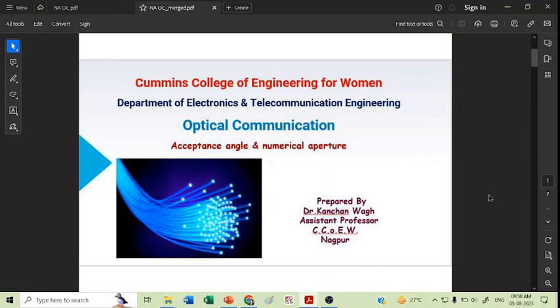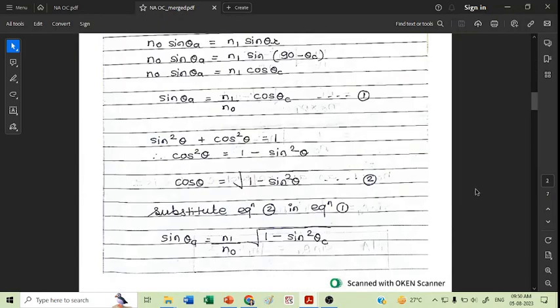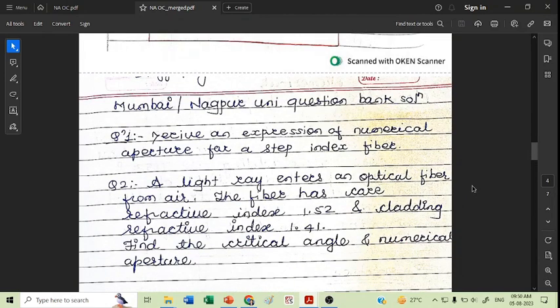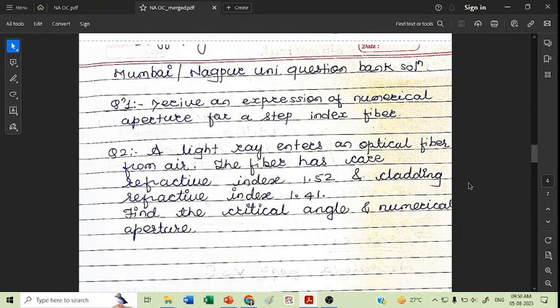Today we will see one derivation which is asked in Mumbai University and Nagpur University as well on numerical aperture, and we will also see a few numericals which are asked in the exam. First of all, I will show you the questions which are asked in exam.